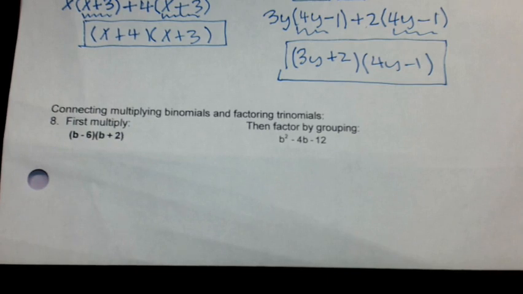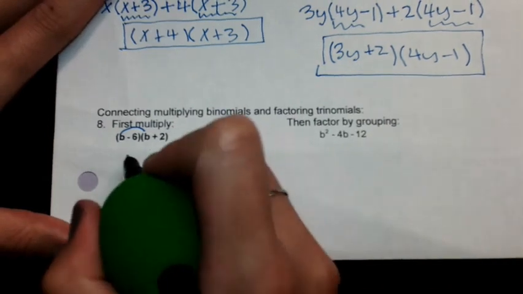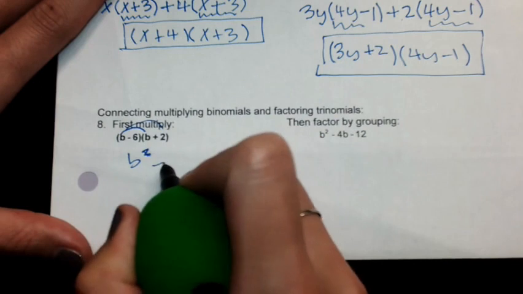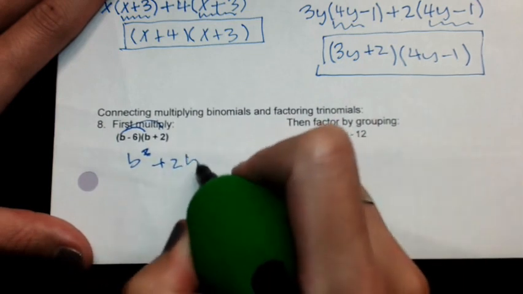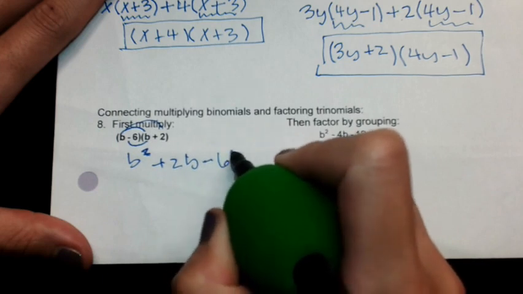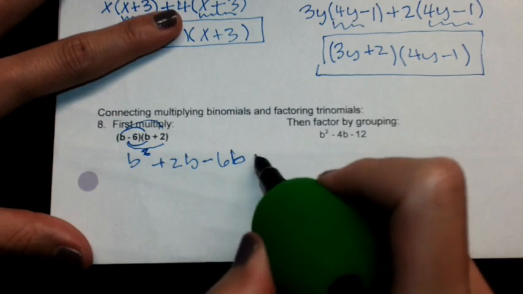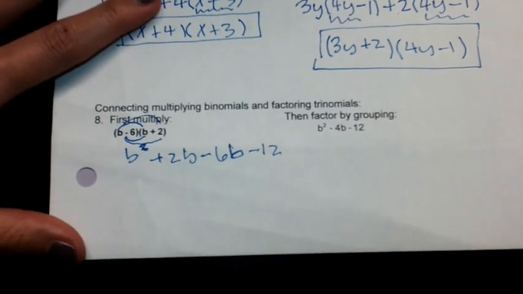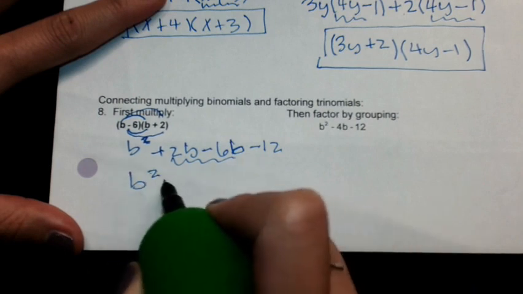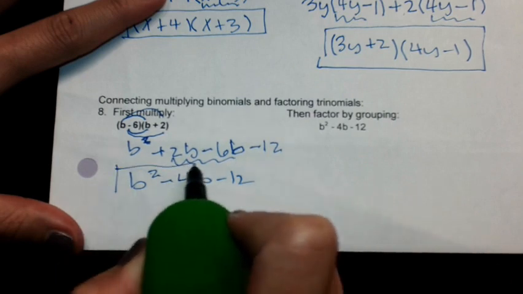Let's double distribute on the next one. We're looking at letter B. What is B times B? B squared. What is B times 2? 2B. How about negative 6 times B? Negative 6B. How about negative 6 times positive 2? Negative 12. Let's combine like terms. So we have B squared minus 4B minus 12. Good job.